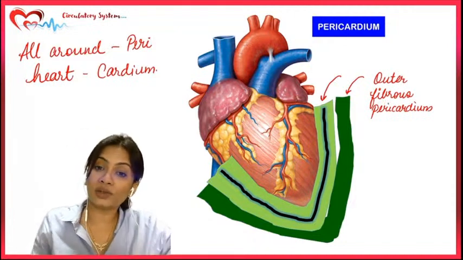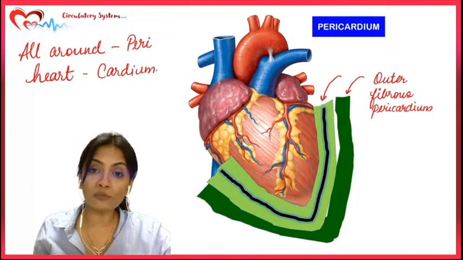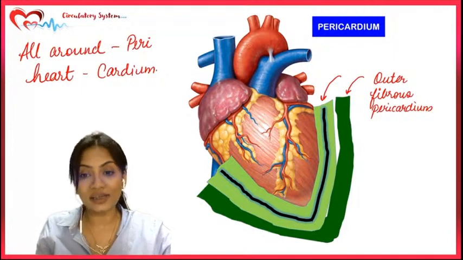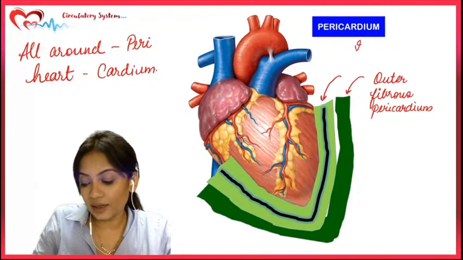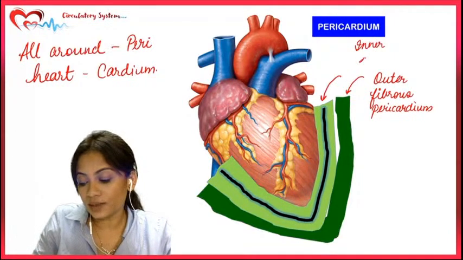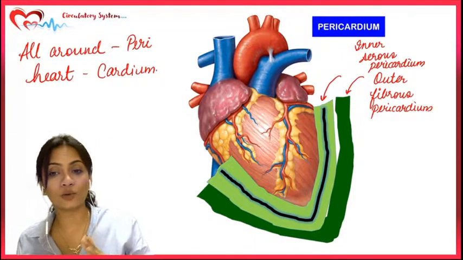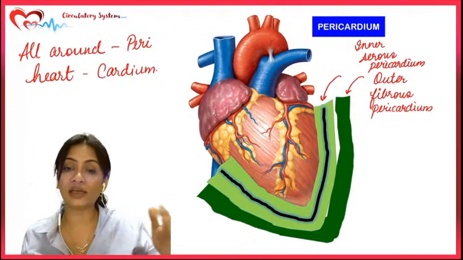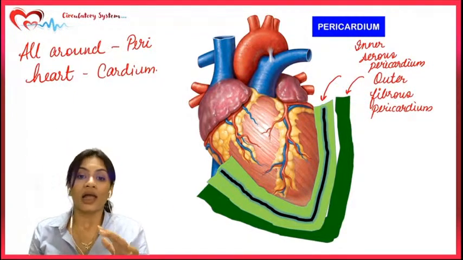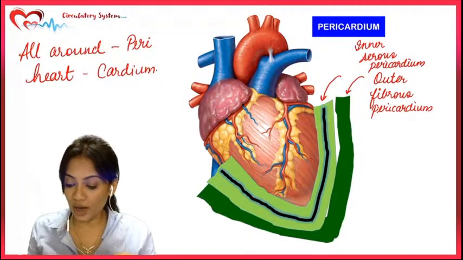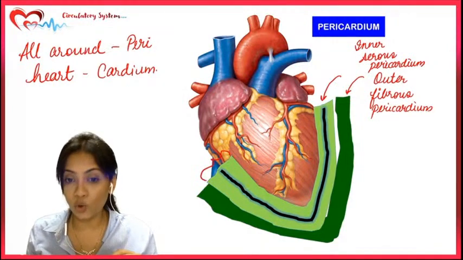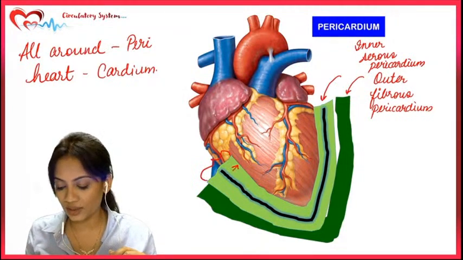After that, the layer that you're seeing, which is inner to it, more nearer to the heart, is going to be called the inner serous pericardium. Okay, so the two basic layers are the outer fibrous pericardium and then the inner serous pericardium. Now, can you just concentrate on our inner serous pericardium only? I'm only talking about this layer right now.